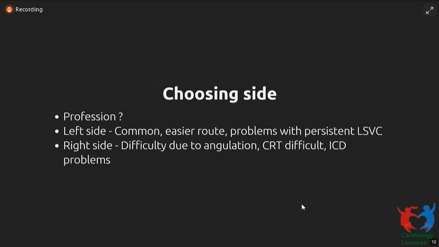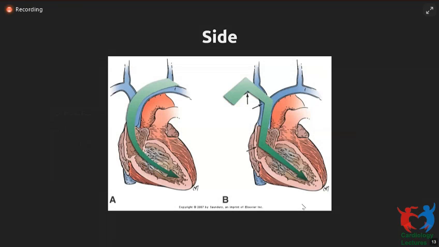Whereas the right side is generally difficult because of the angulation, and like I said, in an ICD it provides a suboptimal shocking vector, and in CRT it makes it much more difficult to cannulate the CS. So generally prefer to avoid it. This shows how, when you puncture on the left side, the route provides a natural straightforward curve into the right ventricle. Whereas if you come on the right side, your lead has to keep changing directions, and that makes the implant procedure more difficult.